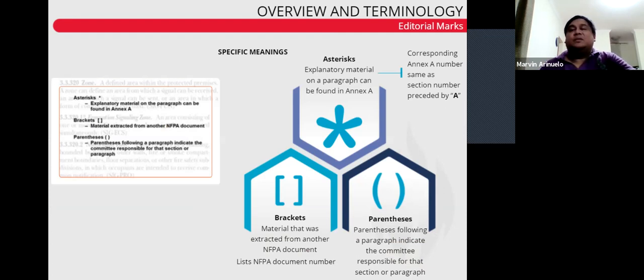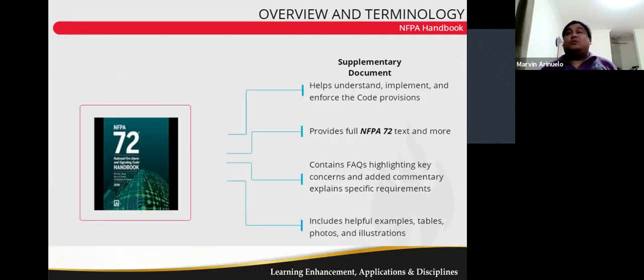There are also what we call editorial marks, and they are common in all NFPA standards. For your information, the asterisk is explanatory material that can be found in Annex A. So if you see clause 3.2.1.1, for example, and there is an asterisk, it means there is supplementary explanatory material that you can find in the annex or appendix. If there are brackets, it means the clause or requirement is extracted from another NFPA document, maybe NFPA 70, for example, because NFPA 72 is for fire alarm. And parentheses indicate the committee responsible for that section. Okay, who is the originator of that idea or requirement?